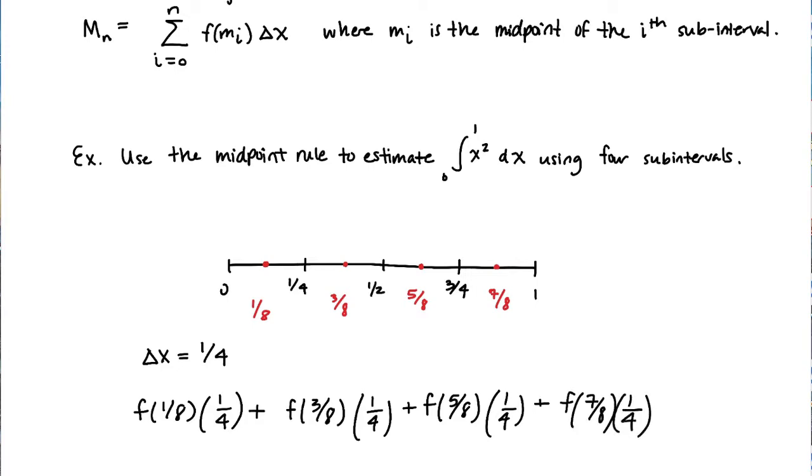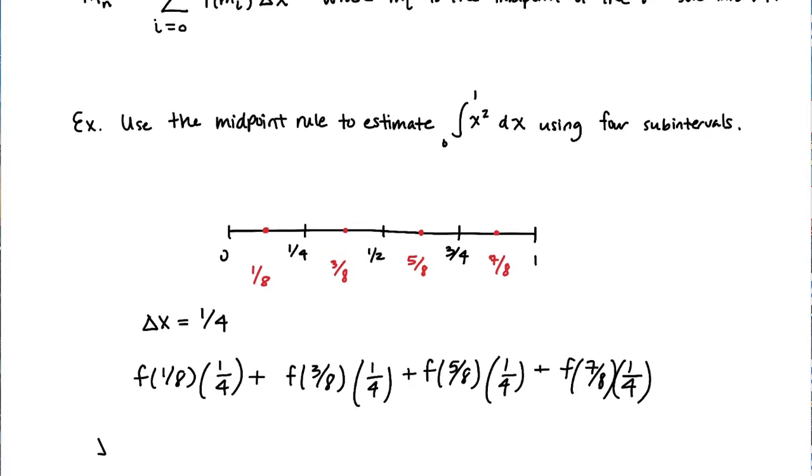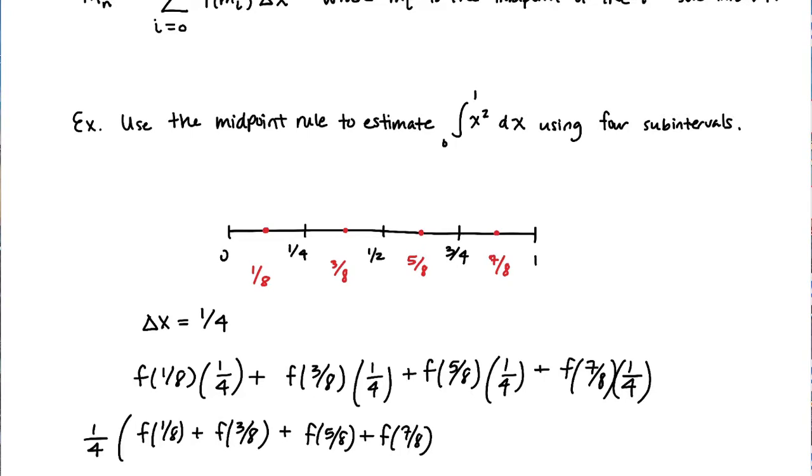Okay, so notice how the delta x is in every single term. Why not factor that out, right? So we can just factor out our 1/4 times f of 1/8 plus f of 3/8 plus f of 5/8 plus f of 7/8.